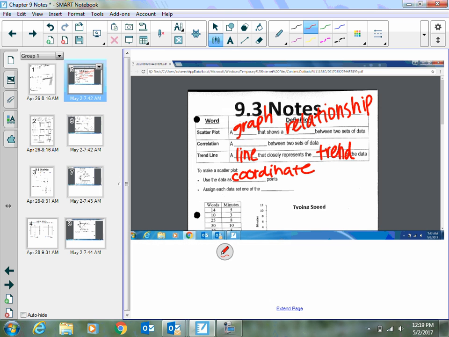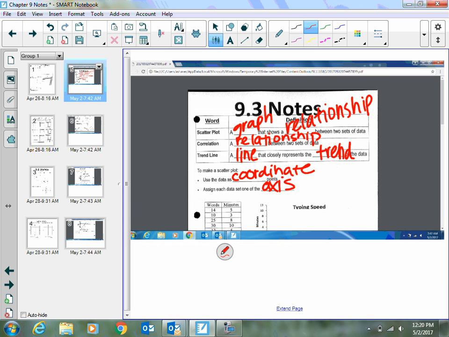Assign each data set one of the axes. So you can put temperature on one, ice cream sales on the other, things like that. It's just like when you were little and you made bar graphs, except we're getting a little more technical with it. Any questions so far? Anything I've confused you with?